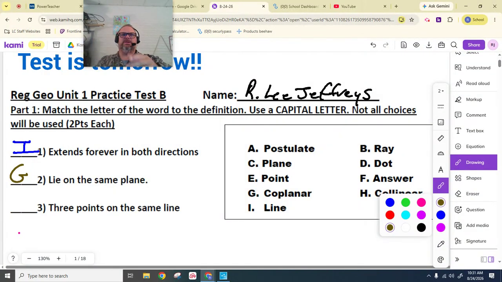And nobody told me that this other screen was still frozen. There we go. All right.